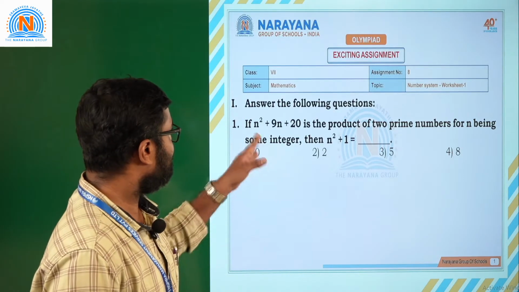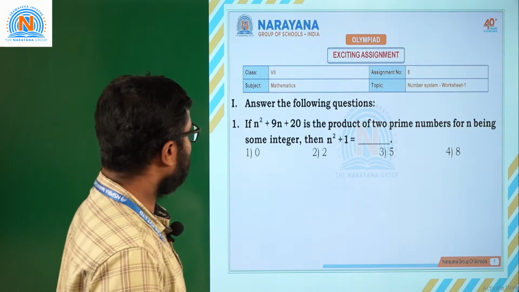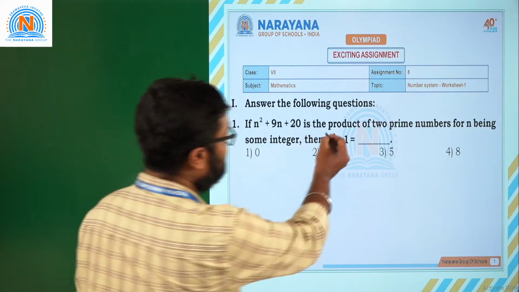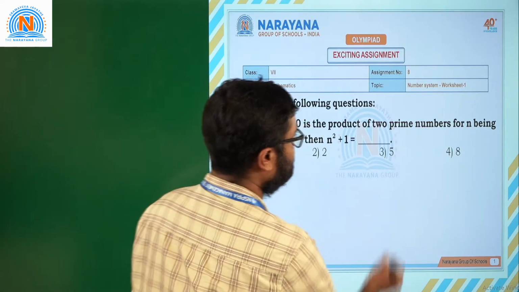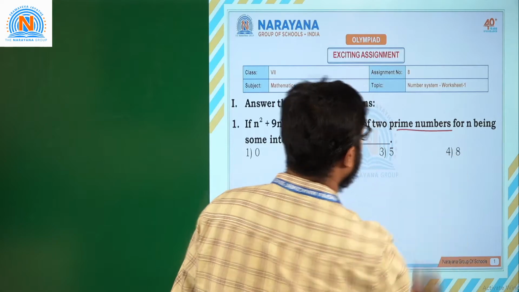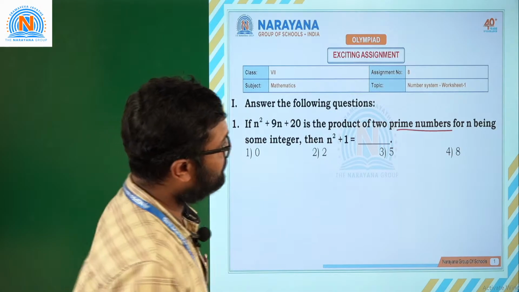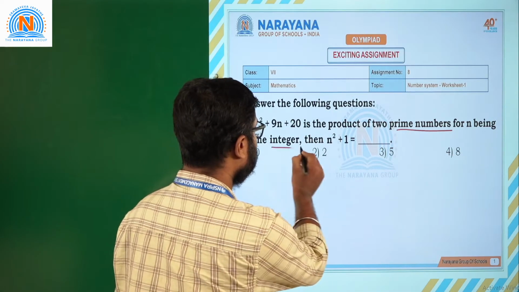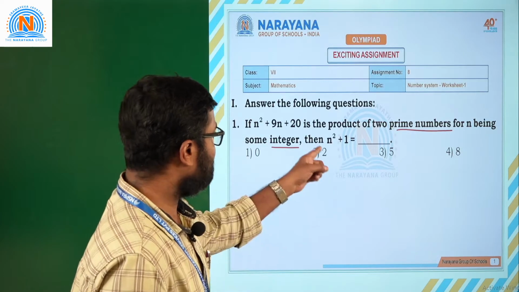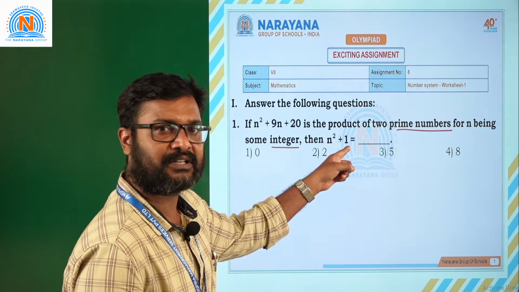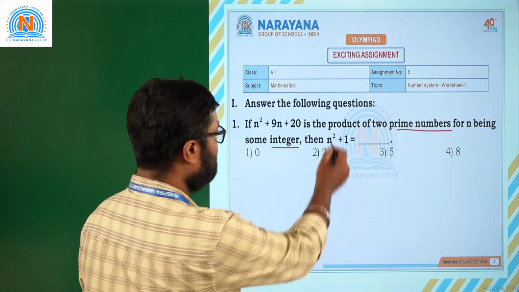See children, here is the first question on the screen. If n square plus 9n plus 20 is the product of two prime numbers, for n being some integer, then we need to find the value of n square plus 1. So that means we need to find the n value, isn't it?